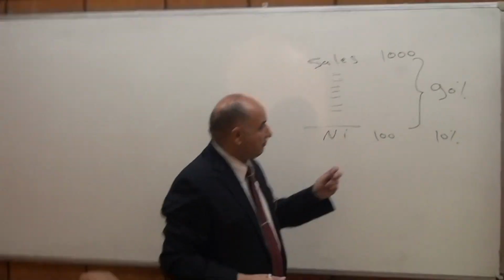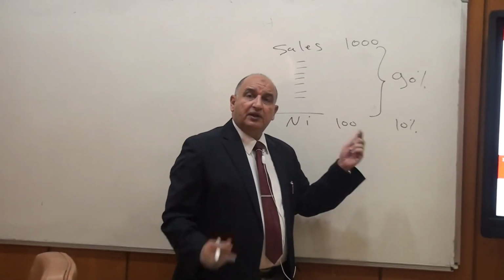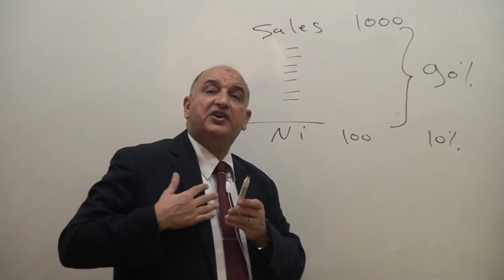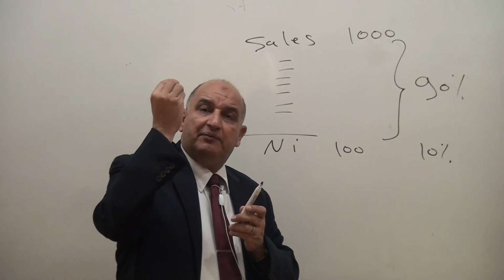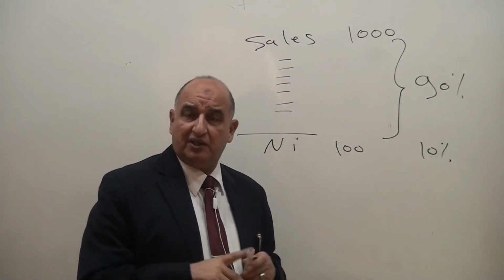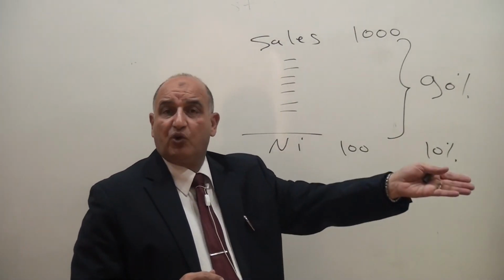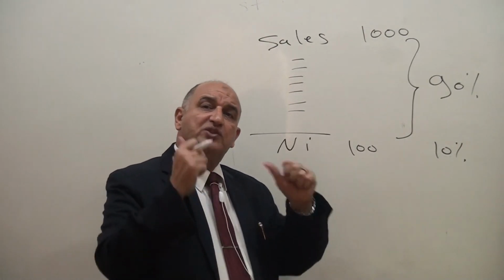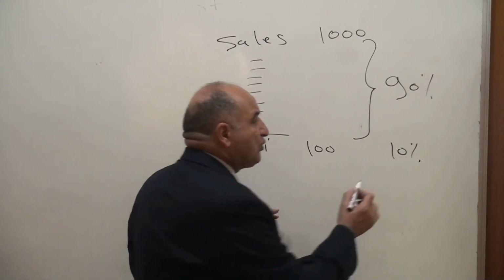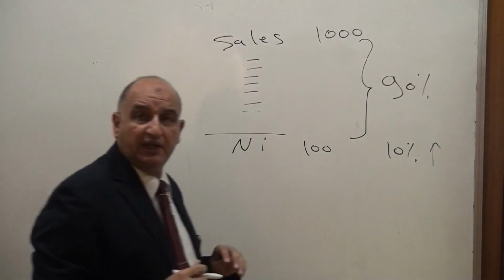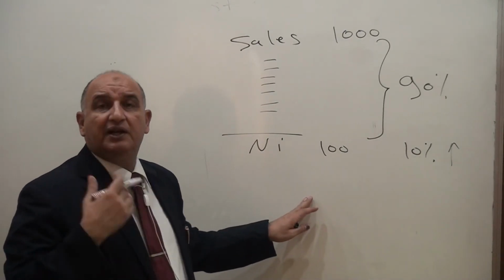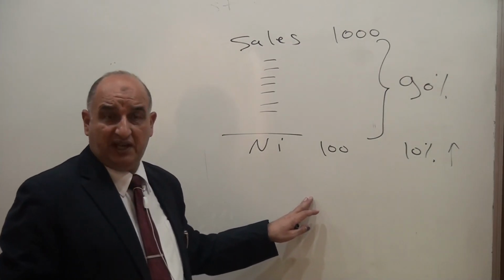Now, for each $1,000 in sales, we generate $100 as net profit. Is this good or bad? We have to compare with our competitors, or with the previous year. If we need to improve this ratio, how can we do it? Because the higher the profit margin, the better the profitability of the company. How can we improve this one?